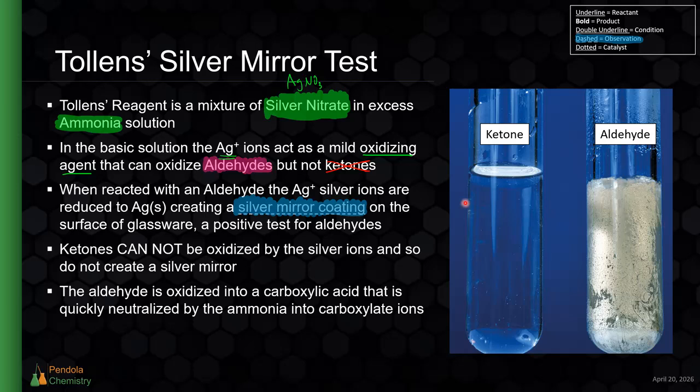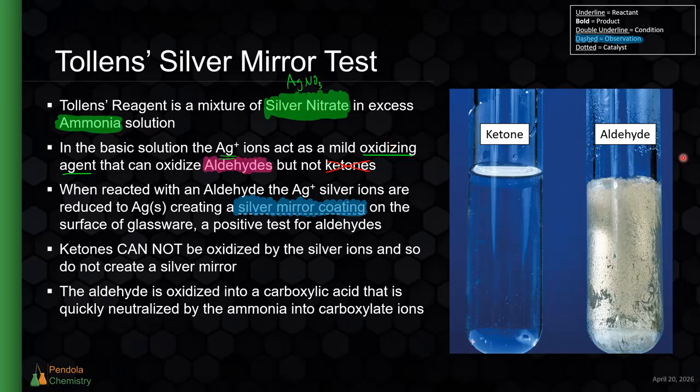So you can see it right here. When we add Tollens reagent, a mixture of silver nitrate and ammonia, to an aldehyde, we get this silver mirror, the silver depositing, because of the oxidation reaction. Because aldehydes can be oxidized and therefore reduce the silver ions into silver solid. But because ketones cannot be oxidized, if we add Tollens reagent to a ketone, nothing happens. We get just a clear solution with no silver coating. Because of this, we can use a Tollens Silver Mirror Test to distinguish between an aldehyde and a ketone. The aldehydes will get oxidized into carboxylic acid that will very quickly turn to carboxylate ion, and therefore create the silver mirror from the silver ions, creating silver solid as they get reduced, whereas the ketone will just stay a clear solution. So this is one test.